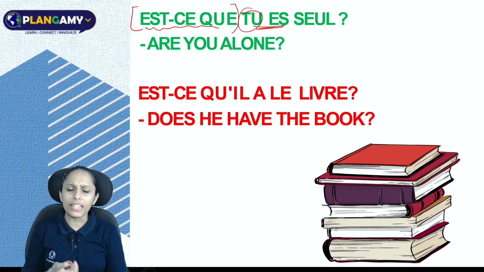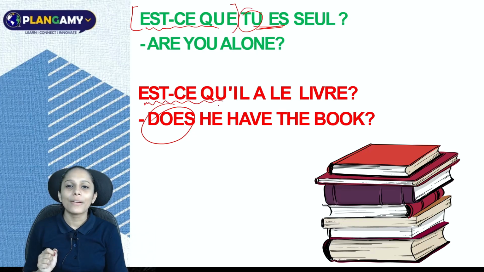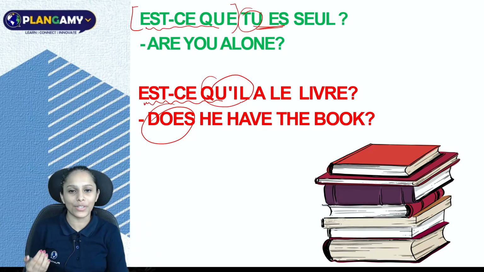Now, another example. "Est-ce qu'il a le livre?" So, it is a question. Does he have the book? Again, we are asking a question. Does he have a book or does he have the book? So again we are adding est-ce because we are using the structure of est-ce. Now here we are contracting this que as qu' apostrophe il because il starts with a vowel.